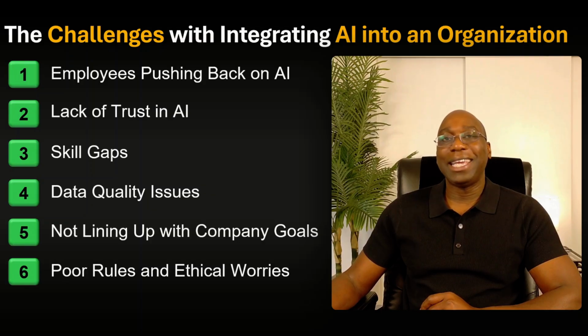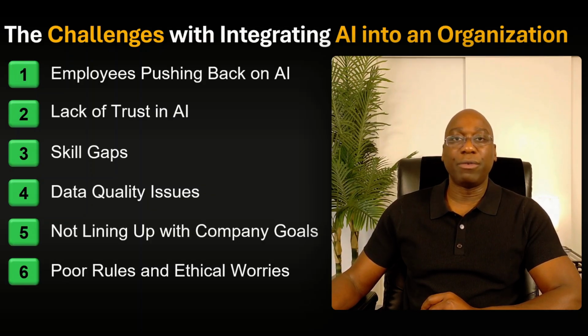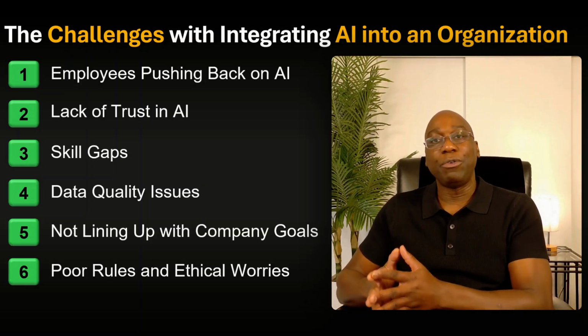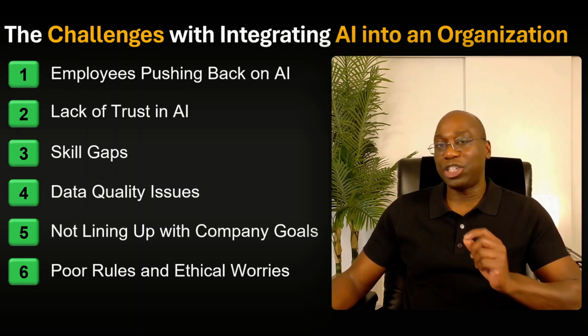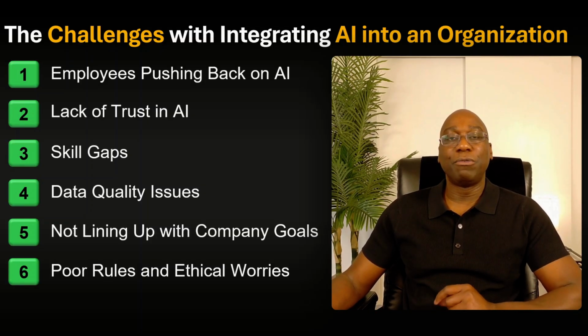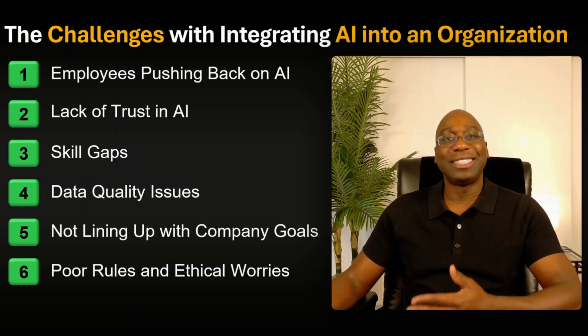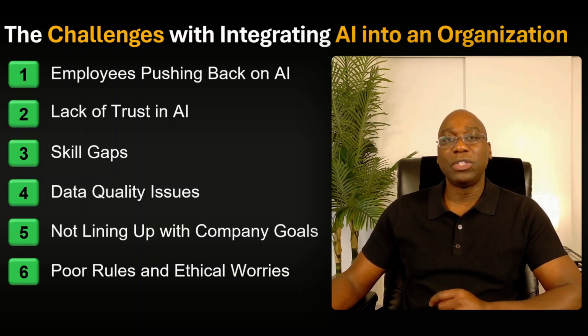Another very big issue is ethical concerns and also not having the right rules. Without clear rules for AI governance and change management, companies risk using AI inconsistently, breaking regulations, and making ethical mistakes.